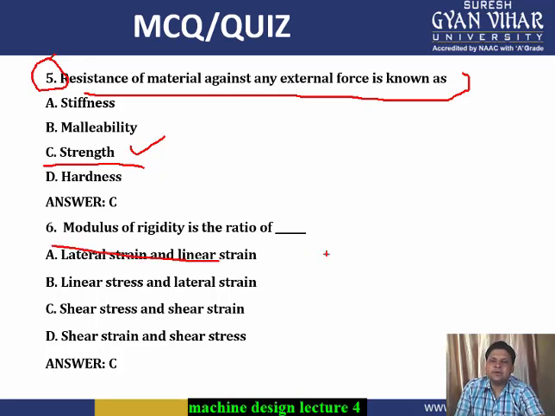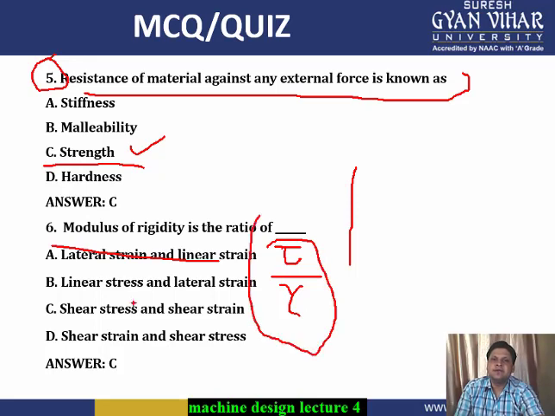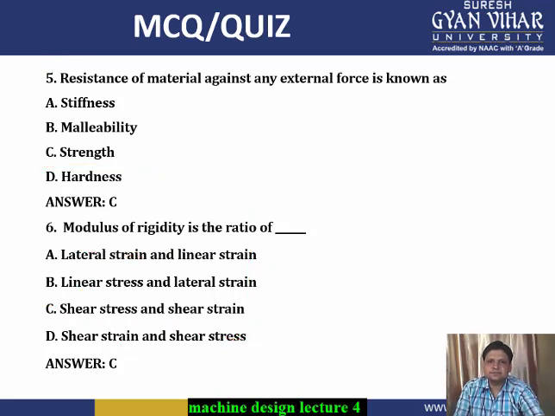Modulus of rigidity, as I have already discussed with you, is used in the case of shear stress. Modulus of rigidity is the ratio of shear stress upon shear strain. If you write shear stress as tau and shear strain as gamma, then tau by gamma, shear stress by shear strain, will give you the value of modulus of rigidity. So option C is the correct answer.